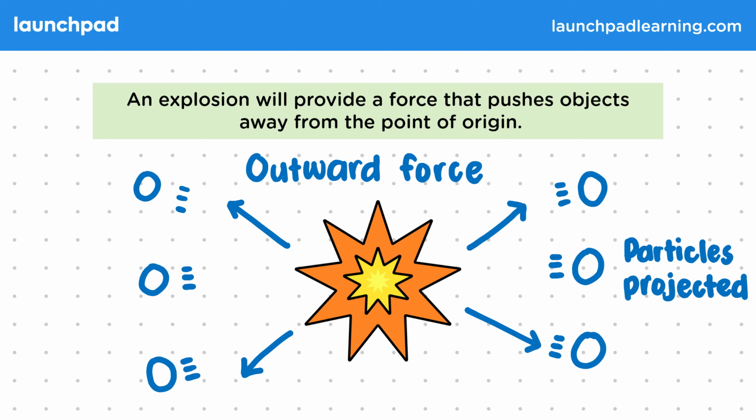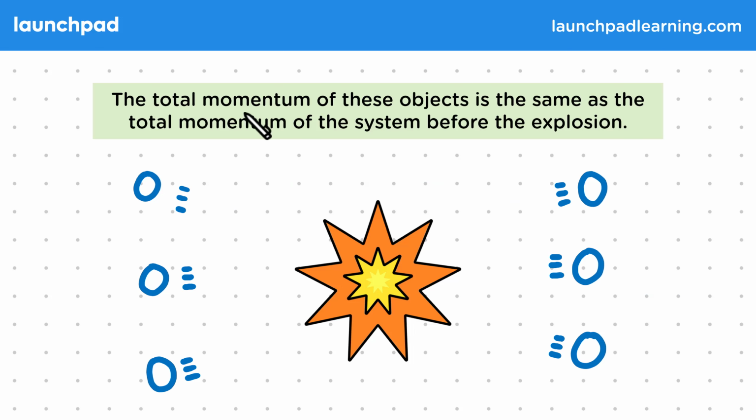Now, what can we say about the motion of these particles? Well, the total momentum of these objects is the same as the total momentum of the system before the explosion. Remember that the momentum is the product of the mass and the velocity of an object. It's a very important quantity, as the total momentum of a system will always be conserved unless an external force acts on it. Here we can treat the bomb and the shrapnel inside as a closed system, since the only force is the explosion caused by the bomb.